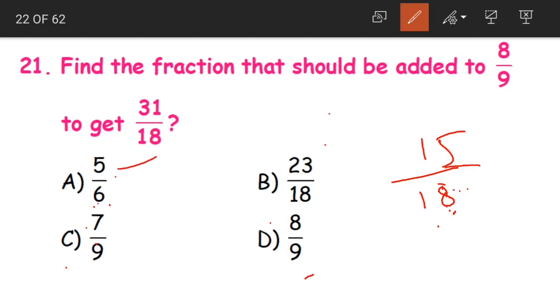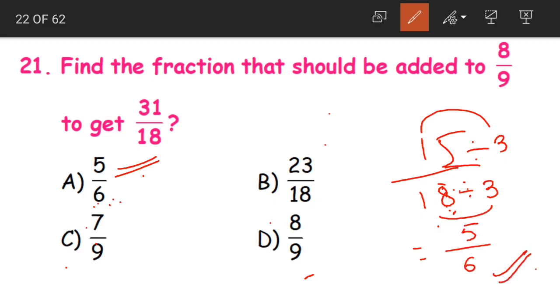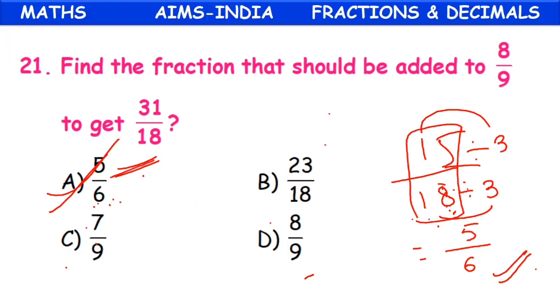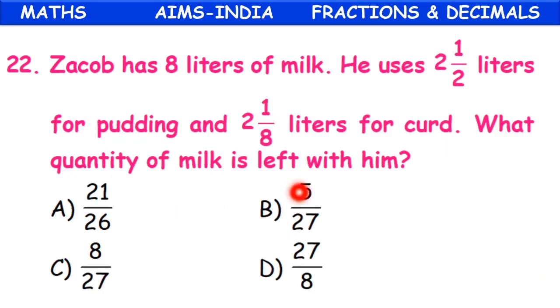See, if we take the first one, option A, 5 by 6, when we divide both our numerator and denominator by 3, 15 divided by 3 is 5, 18 divided by 3 is 6. Yes, we've got 5 by 6, that is nothing but option A. So sometimes the direct answer will not be given. If it's not there, you have to find out its equivalent fraction. Option A is the correct answer here.